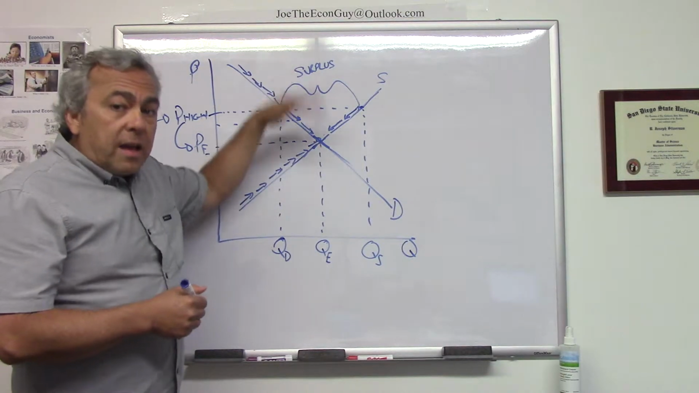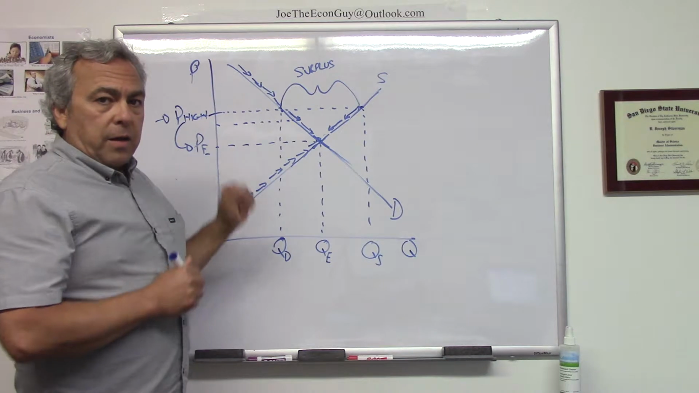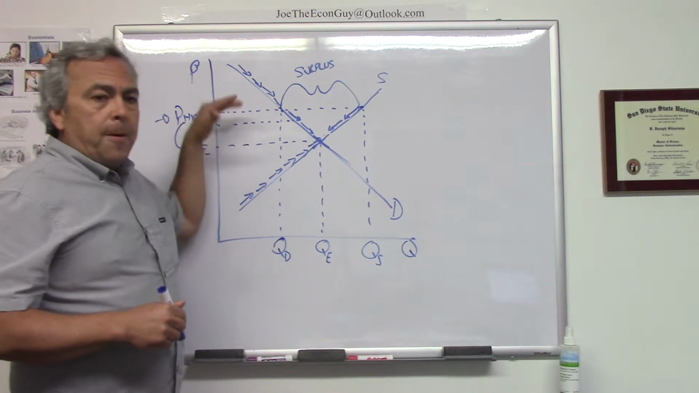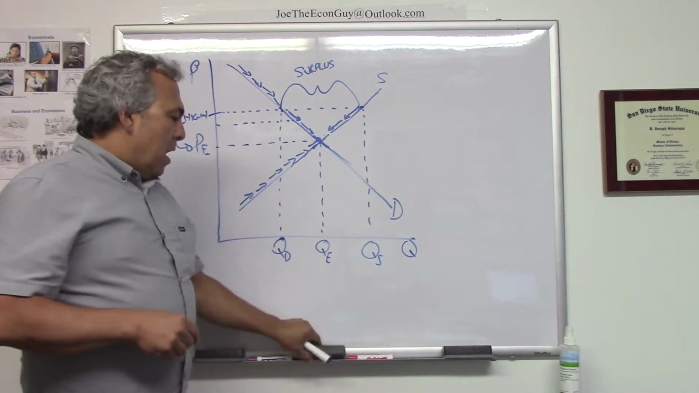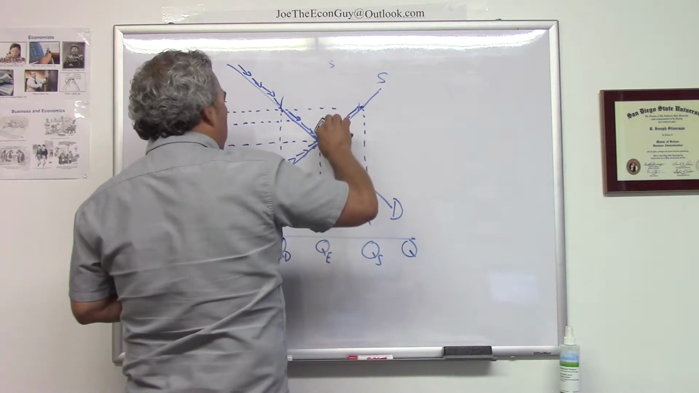But if there's nothing getting in the way of prices adjusting, what we expect is going to happen in a market like this where the price is too high, and by too high we mean it's higher than the equilibrium price, is that the price should eventually come down until quantity supplied falls in line with quantity demanded. All right, so that's what happens when we have a price that is too high.